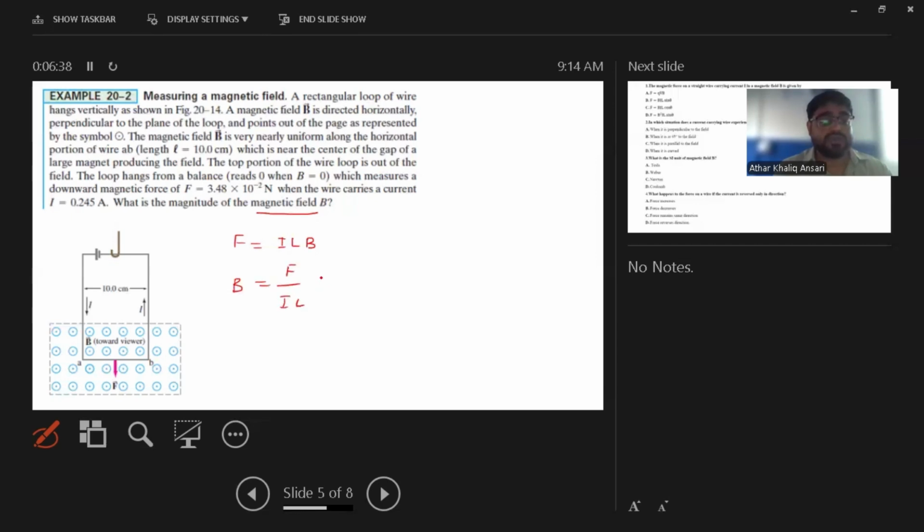F, the force here is 3.48. Can you please hold your calculator, Hadi? Times 10 to the power negative 2 over 0.245 times you have the length, that is 10 centimeter. 10 centimeter when we divide by 100, it becomes 0.1 meter. Can you please give me the magnetic field's magnitude, please?